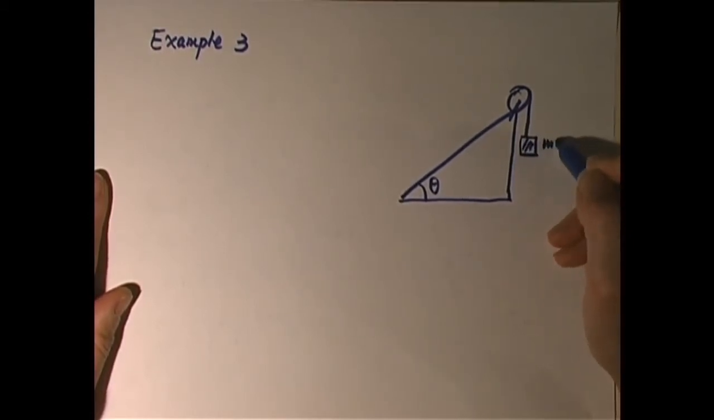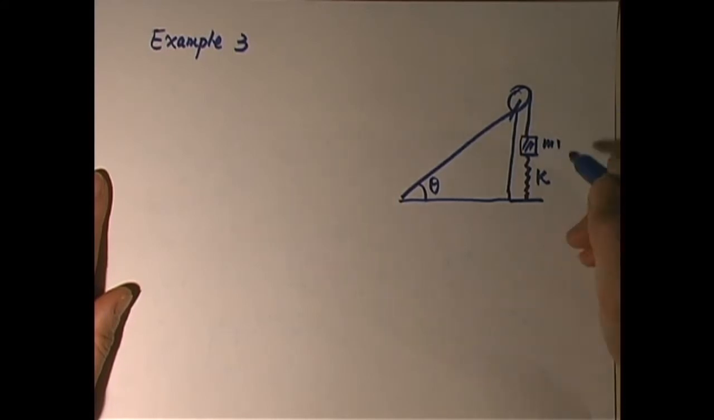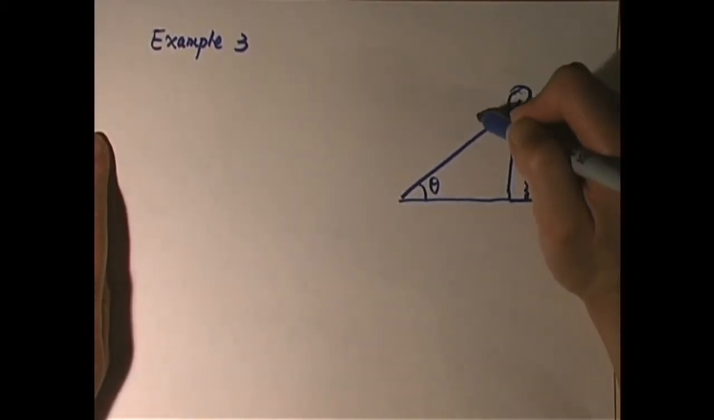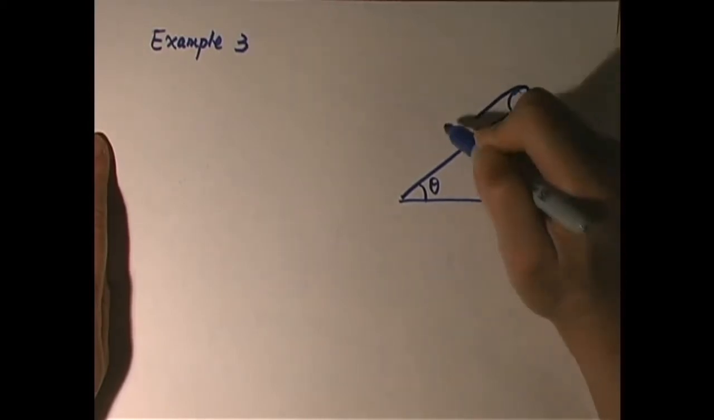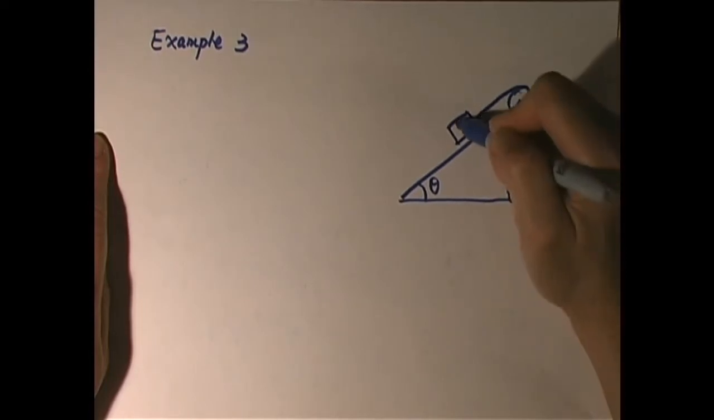Let's name it M1. It is connected to a spring, fixed on the ground, with spring constant K. Initially, let's say that the spring has a length of 20 cm and no stretch and no compression. And the other end of the string is connected to a block of mass M2.